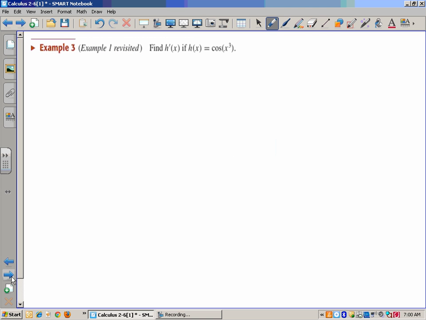Okay, so find h prime, where h of x is equal to cosine of x cubed. Now, you have multiple ways to do it. I'm not going to revisit it. I only do it one way. Option 2 is to take the inside and make it be u. So I'm going to do it the same exact way.